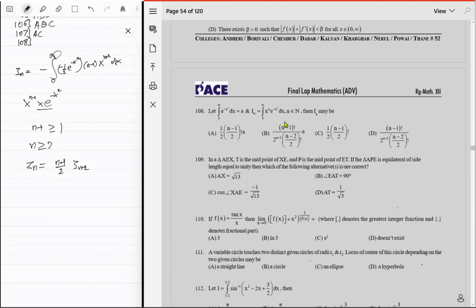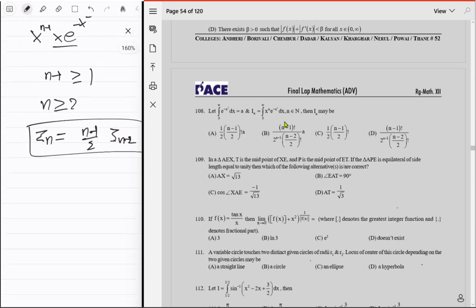Interesting, isn't it? Here it's not n, here n minus 1 came for some reason. That was unexpected. Yeah, this is the thing. So this is a recursion that you can use. So what do you want? I_n maybe. I mean, depends on whether n is odd or even.